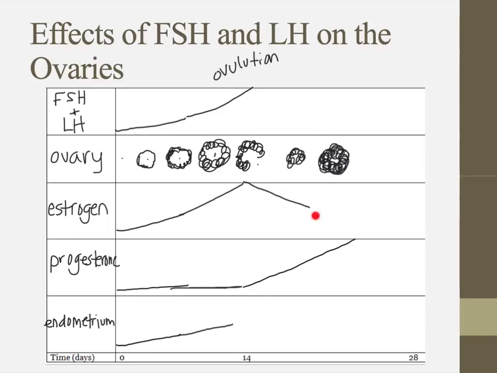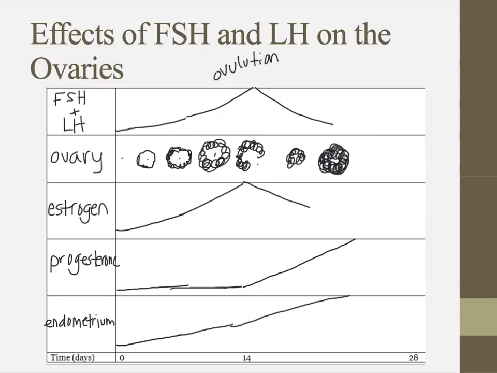So estrogen and progesterone together inhibit FSH and LH, so it's going to cause their levels to drop. And of course, it's progesterone, which is secreted by the corpus luteum, that causes the further thickening of the endometrium. So on your graph, you should be showing the endometrium thickness at its peak at the same time as progesterone. So FSH and LH and estrogen peak together at the time of ovulation.